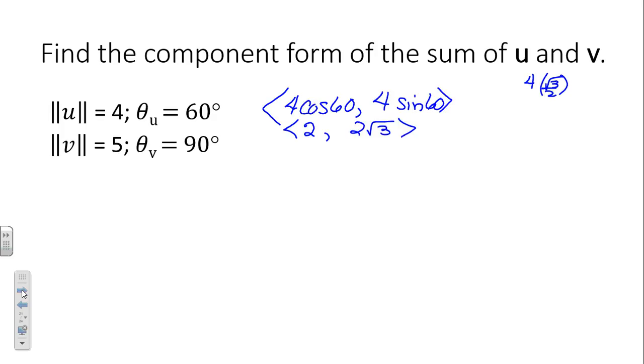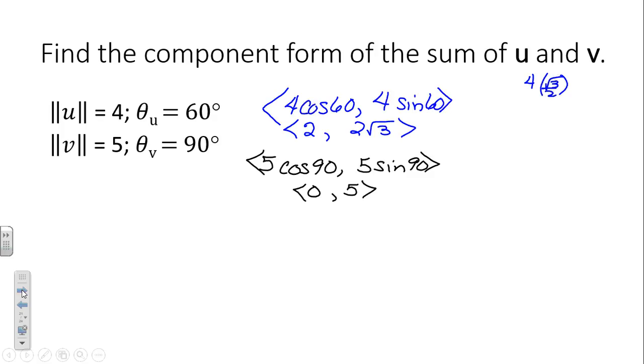Okay. Now let's find the component form of vector v. To find the component form of vector v, we're going to take 5 times the cosine of 90 and 5 times the sine of 90. So what's the cosine of 90? 0. Anything times 0 is 0. And the sine of 90? 1. So 5 times 1 is 5.